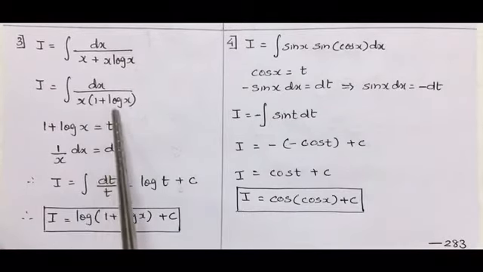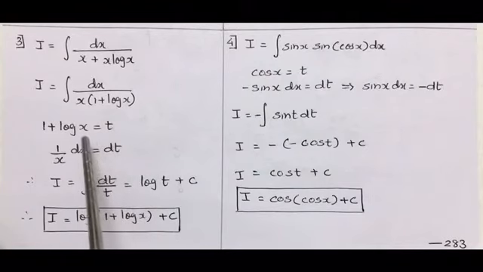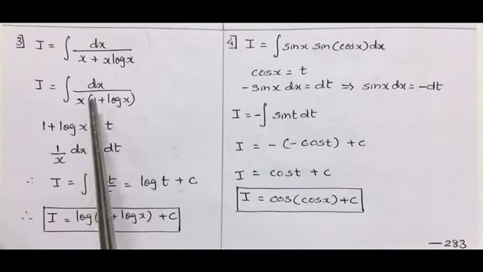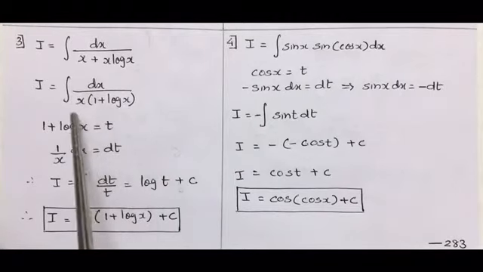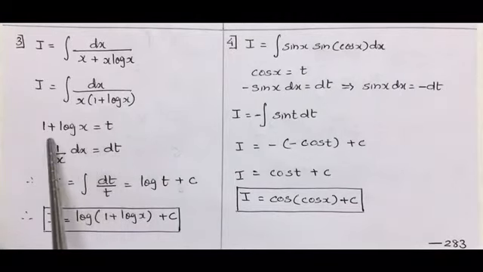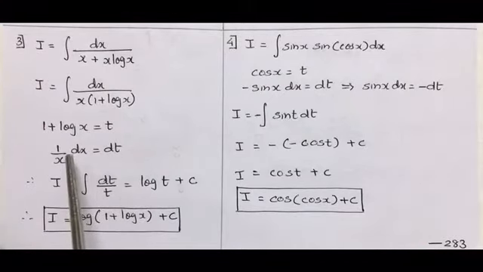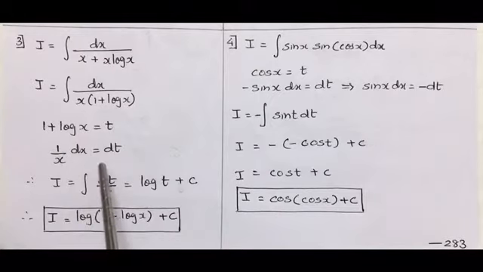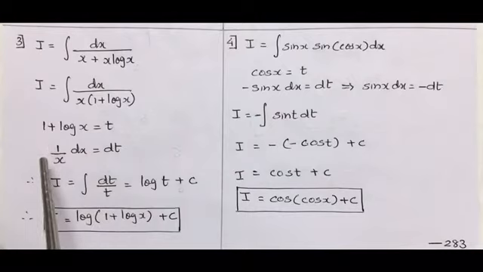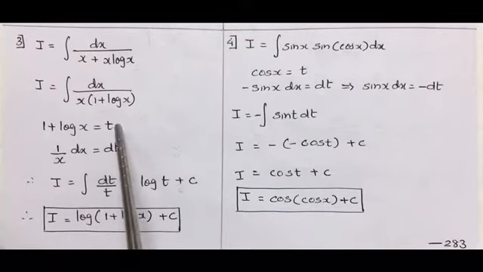Now 1 plus log x we will assume to be t, because we already know that the derivative of log x is 1 upon x. Hence assume 1 plus log x is equal to t. Now the derivative of log x becomes 1 upon x dx, because the derivative of 1 is 0. The derivative of log x is 1 upon x, so we need to write the dx, and on the other side dt.